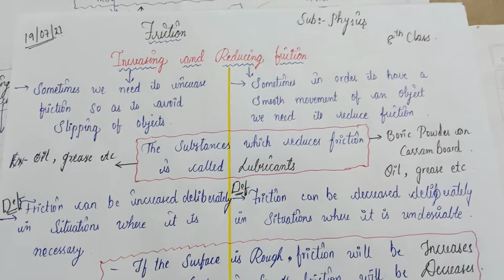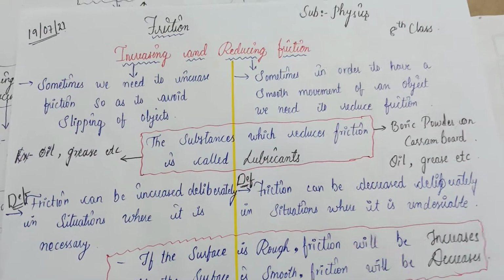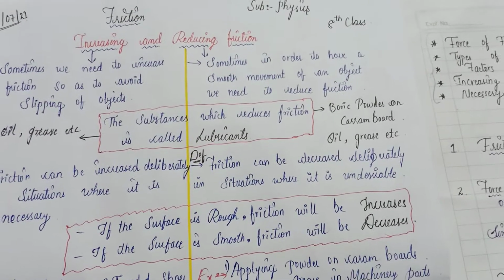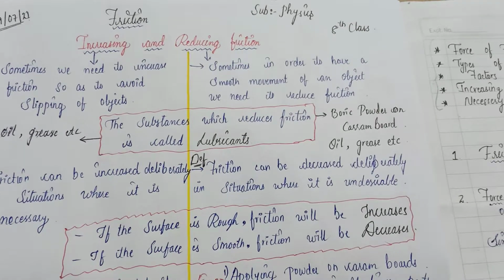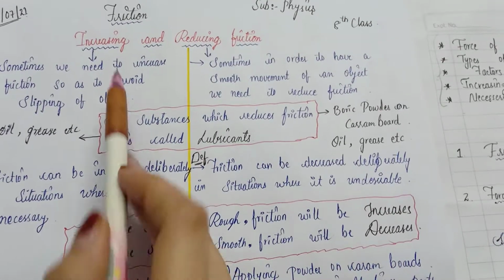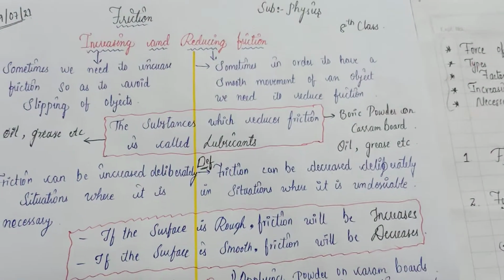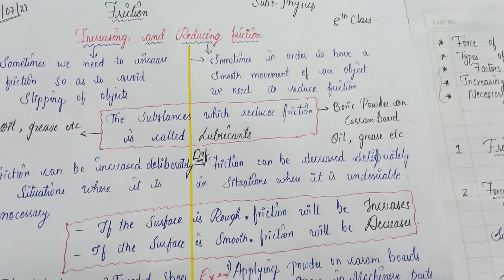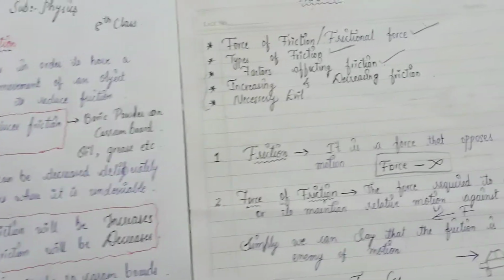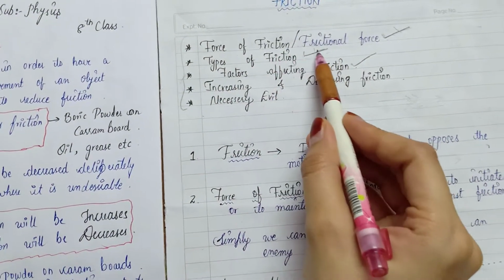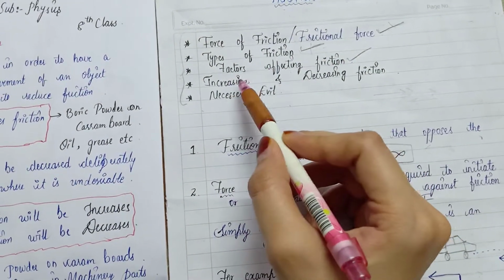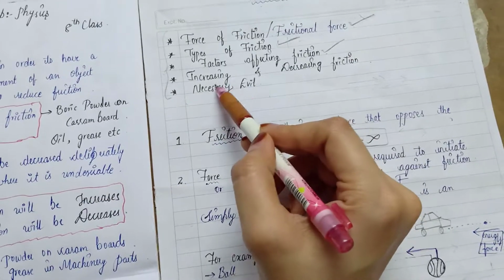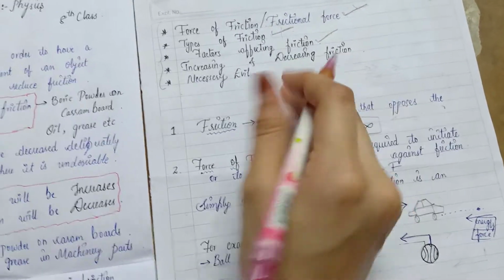This is 8th class physics, and we are still discussing our second chapter, that is friction. In friction, we have discussed some topics in our earlier classes, and today's main topic is increasing and reducing friction. Before going to our main topic, let us recall our previous class topics: the force of friction, also called frictional force, the types of friction, and factors affecting friction. This review has been completed, and increasing and reducing friction we will discuss in today's class.